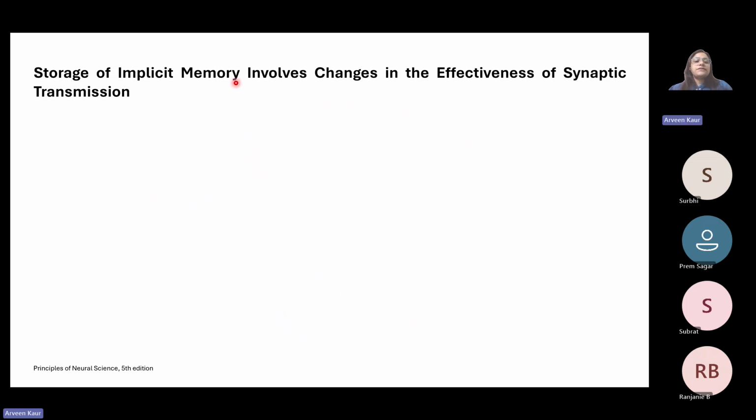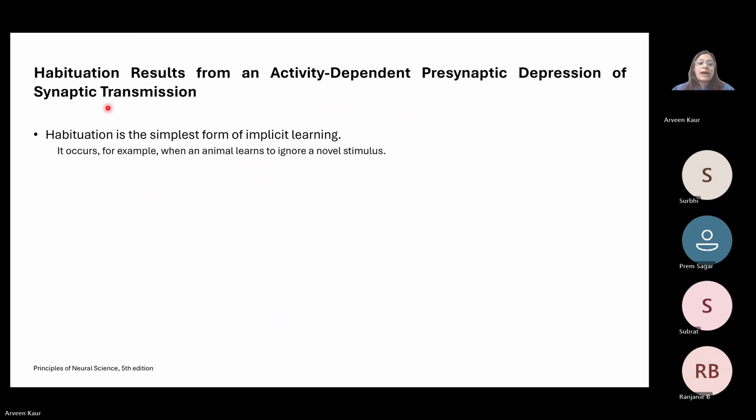So the storage of implicit memory involves changes in the effectiveness of the synaptic transmission, right? So how the synapses are interacting with each other is what is going to affect how implicit memory is stored. Habituation results from activity-dependent presynaptic depression of synaptic transmission. So we went through two kinds of these non-associative memories. One was habituation, the other was sensitization. First, let us understand about habituation. It results from an activity-dependent presynaptic depression of synaptic transmission.